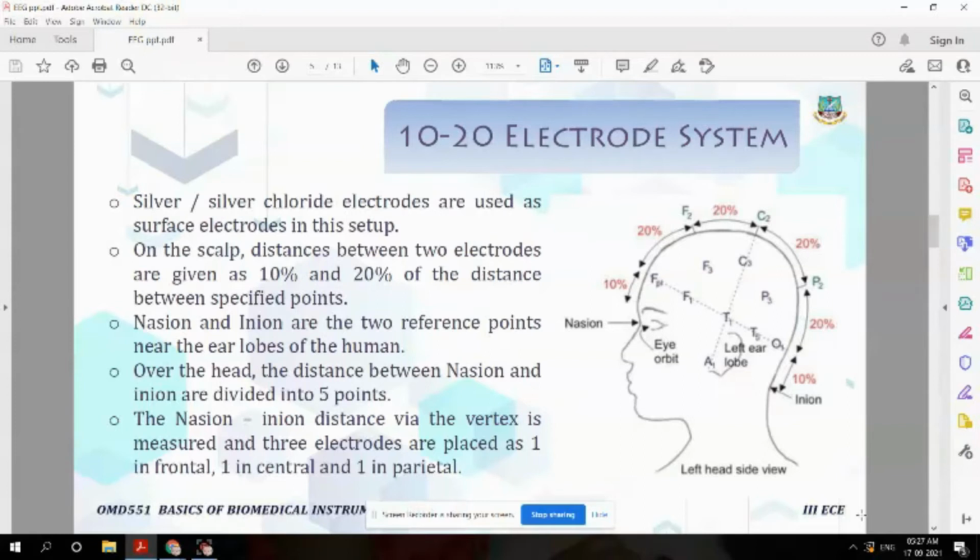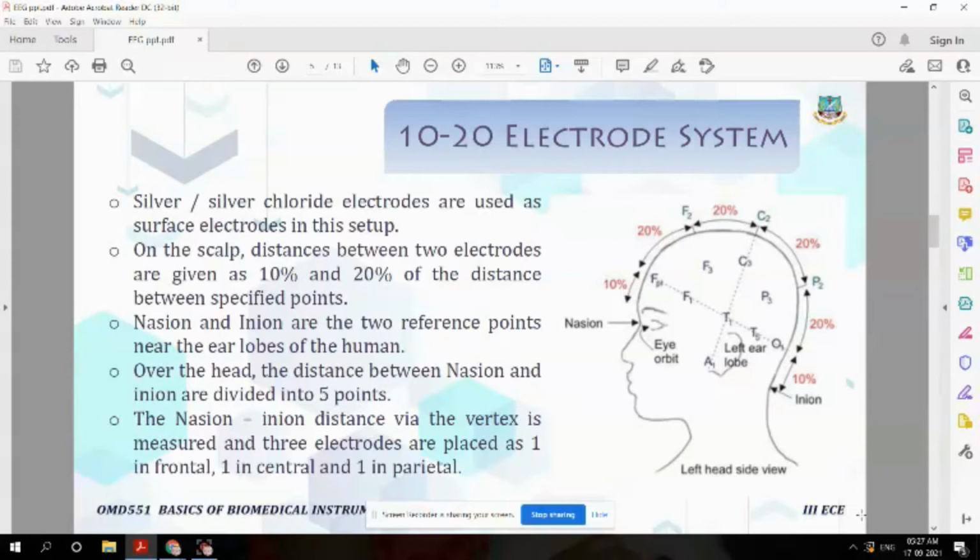We know what we mean by electrode. This electrode is used to pick up the electrical signal from our body. In this case, this electrode system picks up the brain wave from our body. So first, we see which type of electrode we will use to pick up the brain signal from the body.